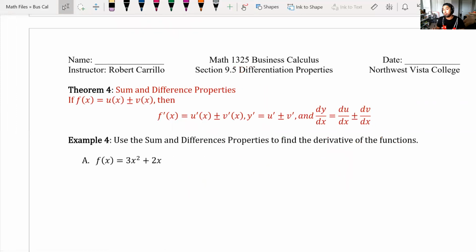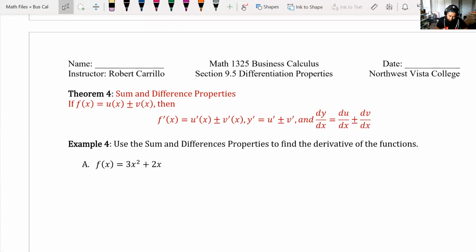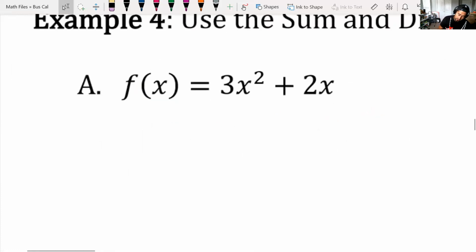Okay. So fourth is the sum and difference properties. All this says is that if you have multiple terms, you can apply the derivative to all those terms. Just like the limit properties. If you have the limit of 5 terms, you can take the limit of all 5 terms separately. Now it says if you have the derivative of 5, 6, 7, 100 terms, you can apply that derivative to all the terms separately. So that's how it works. So let's go ahead and do it. All right. So for this one, all right.